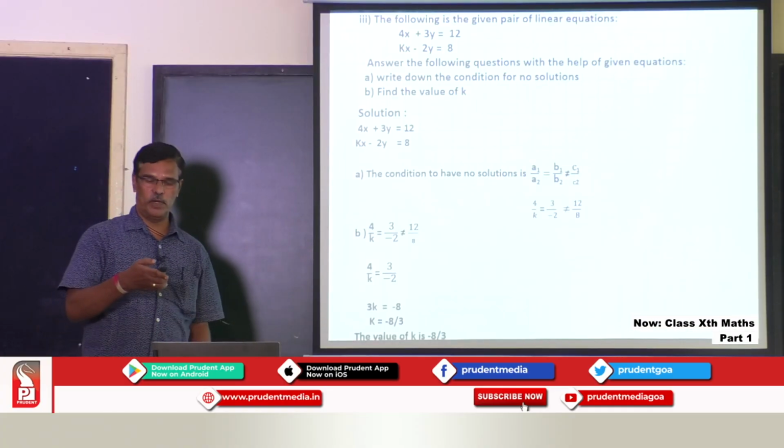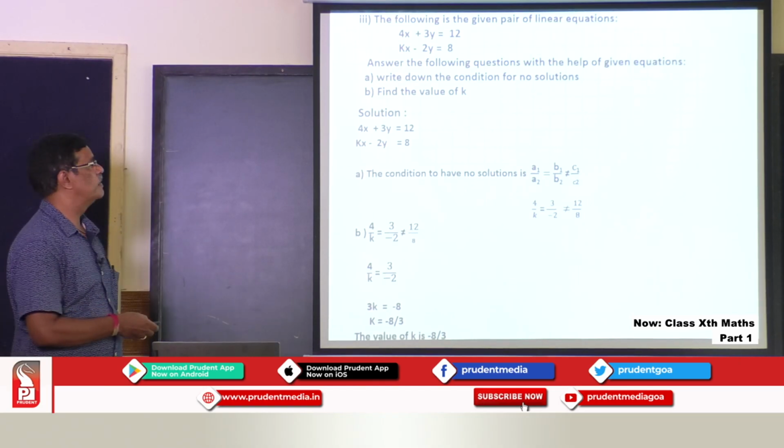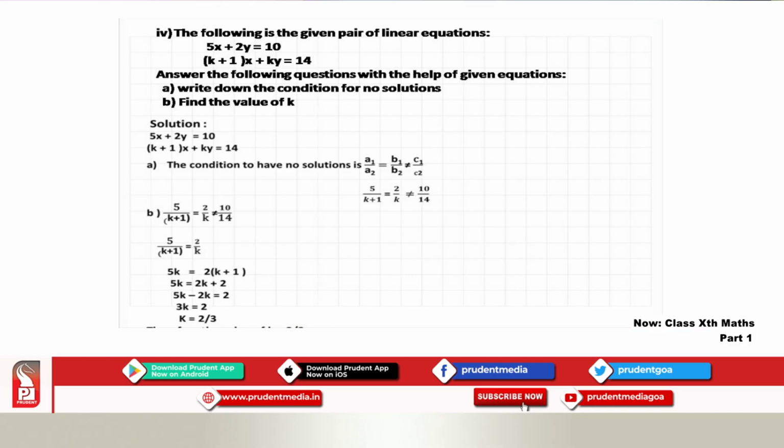Let me take one more problem based on this, no solution only. Let me take this second problem here. I have taken 5x plus 2y is equal to 10, (k plus 1) into x plus ky is equal to 14. Answer the following questions with the help of the given equations. A, write down the condition again for no solution. B, find the value of k.